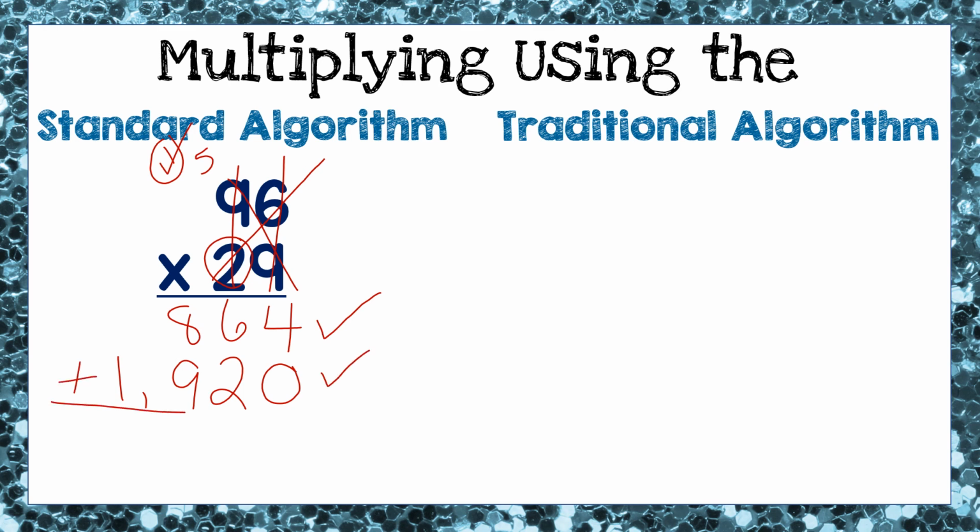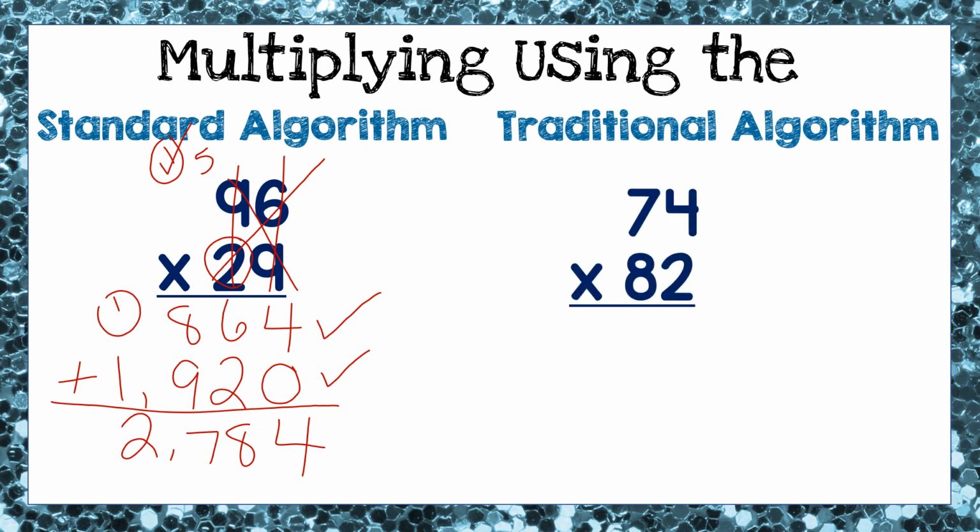We add these numbers just like we've been adding all of the partial products. And my final answer is 2,784. So this is the standard algorithm. Let's do one more example of the standard algorithm.